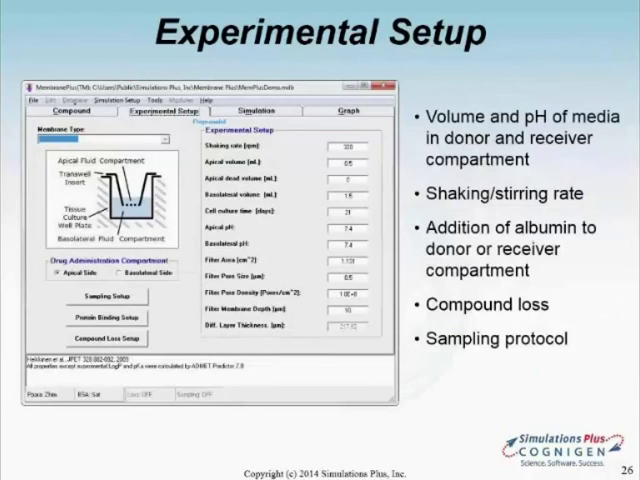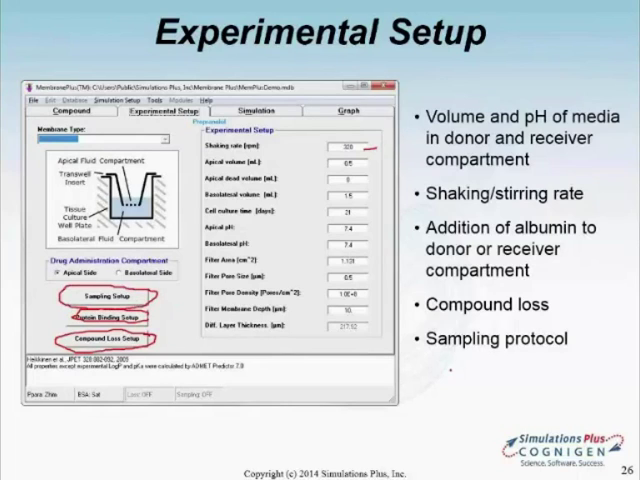The first tab is specifying your compound properties. The next tab is the experimental setup, specifying the conditions of your experiment, things like volume and pH of the media, shaking and stirring rate, whether you added albumin to the donor or receiver compartment, that you would bring up from the form here, specifying any non-specific loss of the compound, and also specifying the sampling protocol.